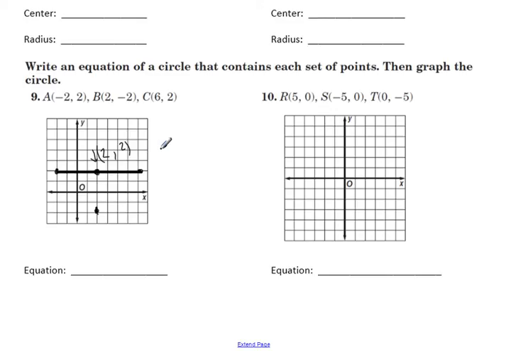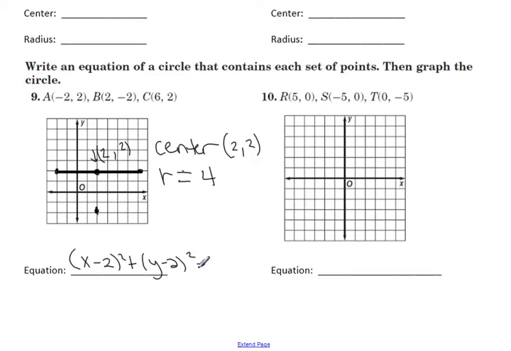So the center is at 2, 2, and the radius, well, the radius is the distance between the center and an endpoint, so 1, 2, 3, 4. So the radius is 4. So the equation would be x minus 2 squared plus y minus 2 squared equals 4 squared, which is 16.